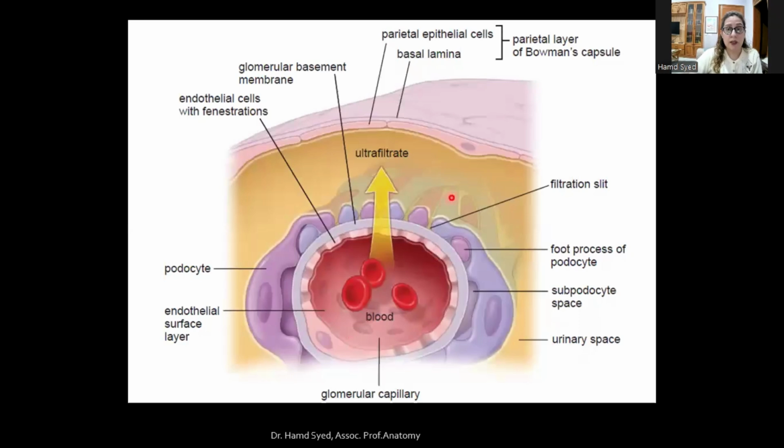And this is showing this same filtration barrier in relation to the function, that this here is the blood within the capillaries. It is going to be filtered across these three components of the filtration barrier. And here the ultrafiltrate is then going to enter into the Bowman space.